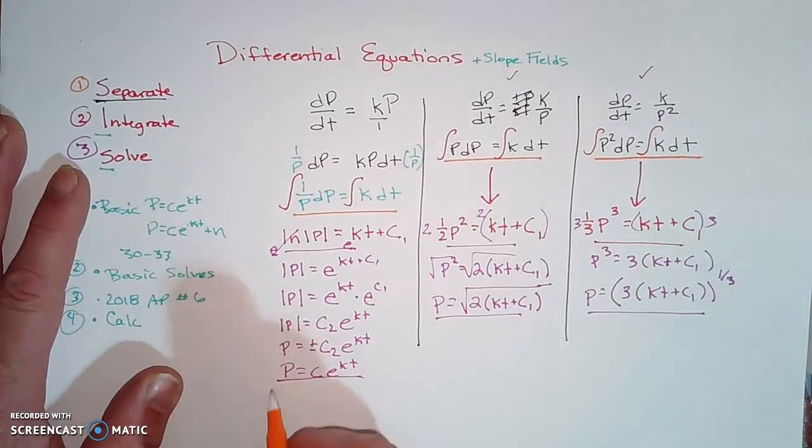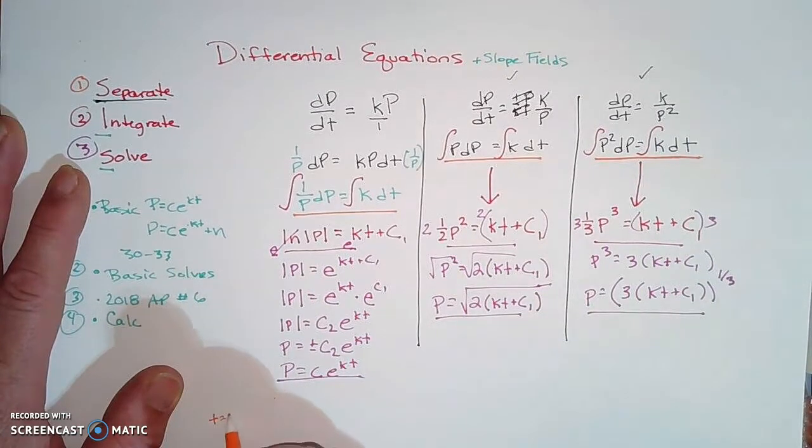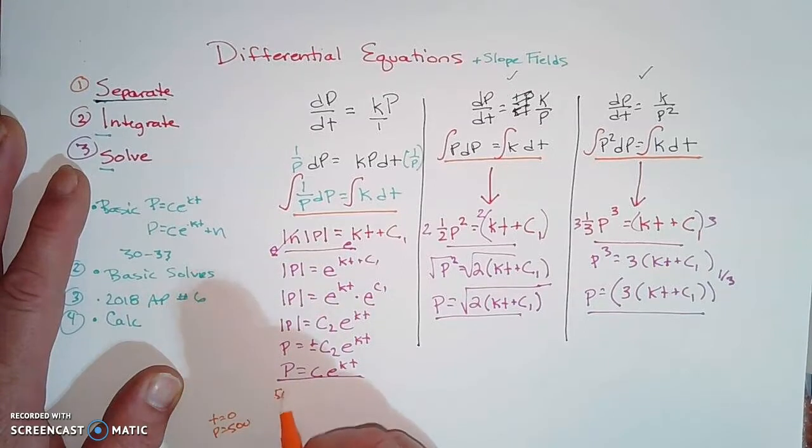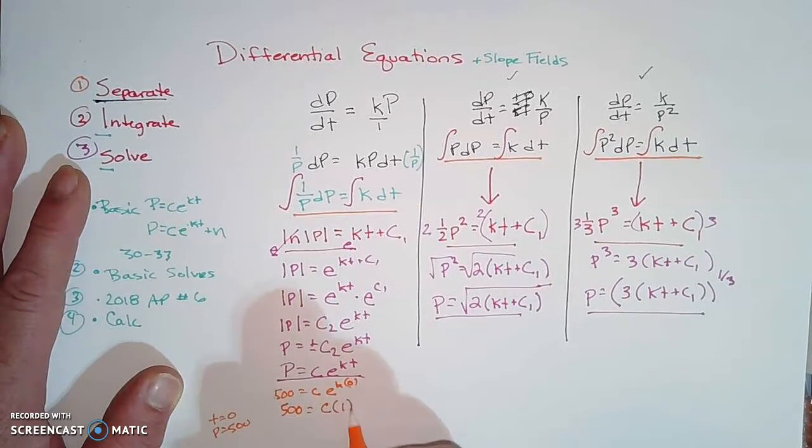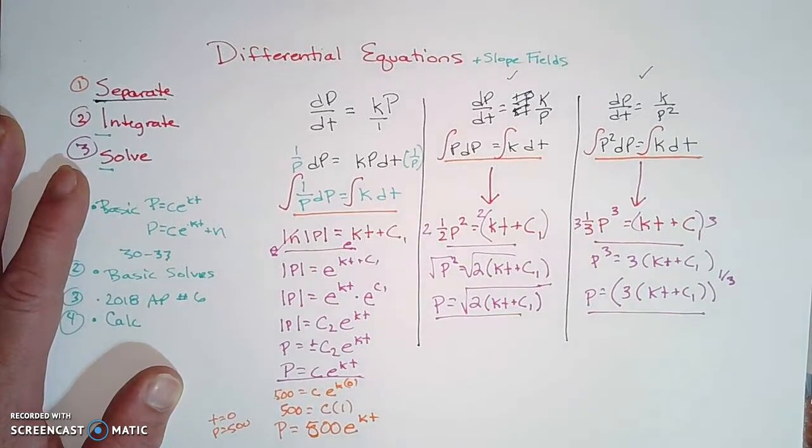If they tell us that at t equals 0 the population is 500, if I fill that into that problem, 500 equals C e to the k times 0. 500 equals C times 1. C equals 500. So I'd fill that number into the equation. So C is 500, e to the kt. That's usually how they work that problem out.